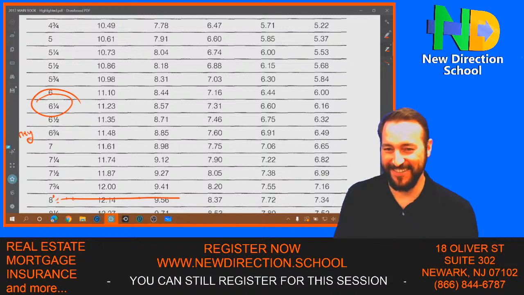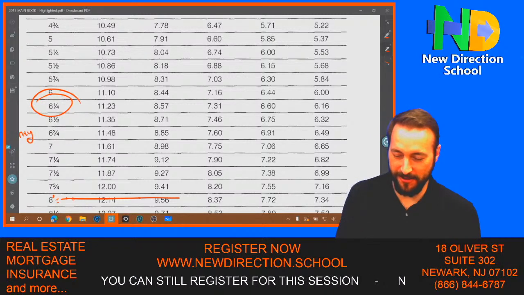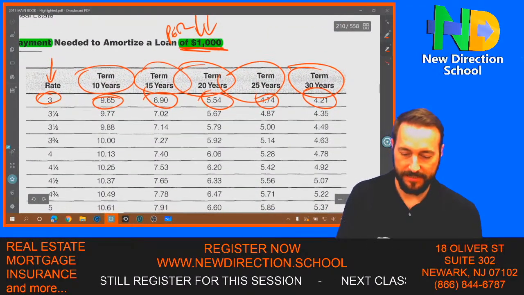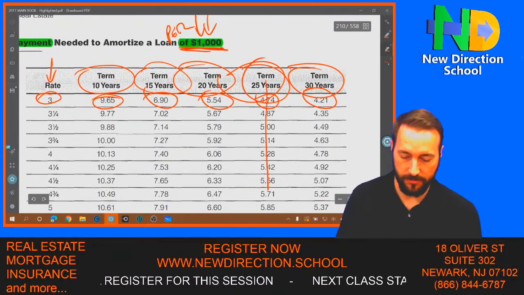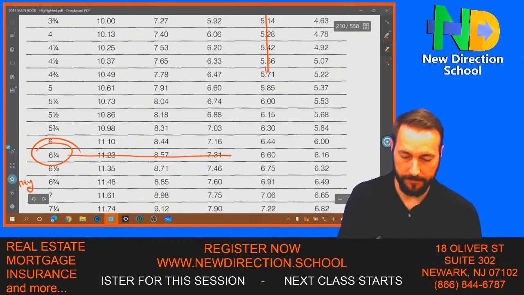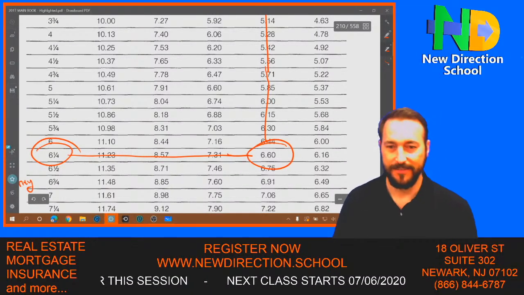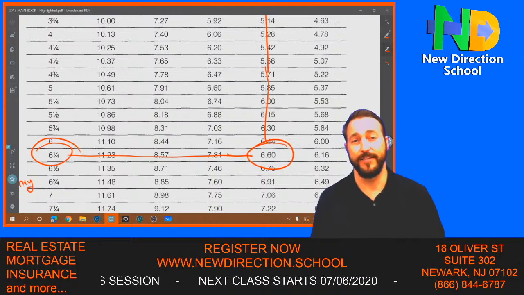All right, the next thing we're going to do is go all the way to the right to the column that says 25 years. So we're going to scroll and match this somewhere here, right? And that's 6.60.